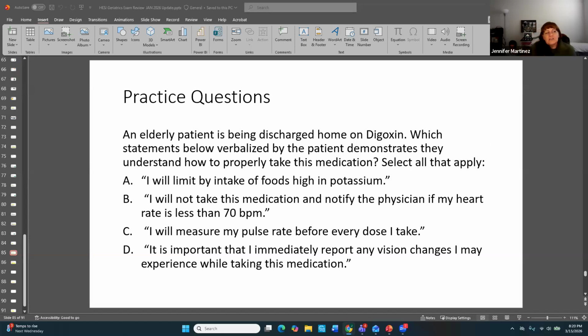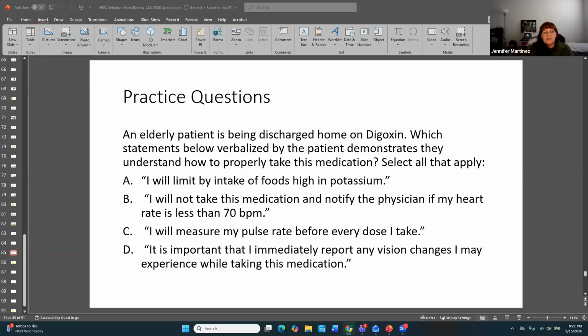All right. An elderly patient is being discharged home on digoxin. Which statements below verbalized by the patient demonstrates they understand how to properly take this medication? Select all that apply. A, I will limit my intake of foods high in potassium. B, I will not take this medication and notify the physician if my heart rate is less than 70 beats per minute. C, I will measure my pulse rate before every dose I take. And then D, it is important that I immediately report any vision changes I may experience while taking this medication.